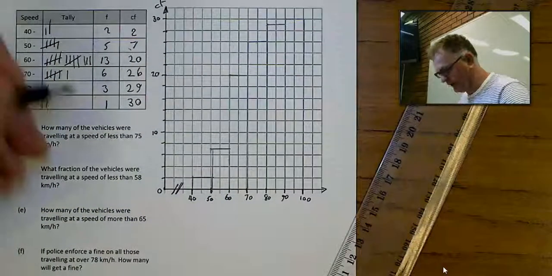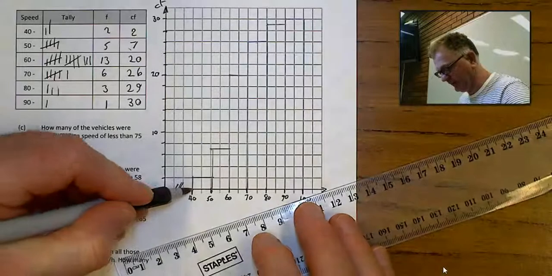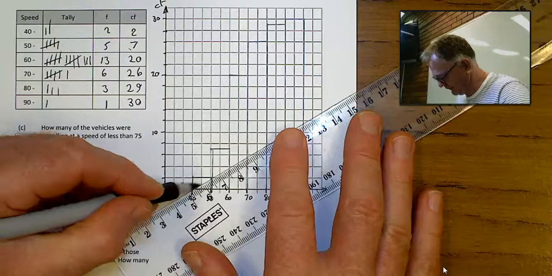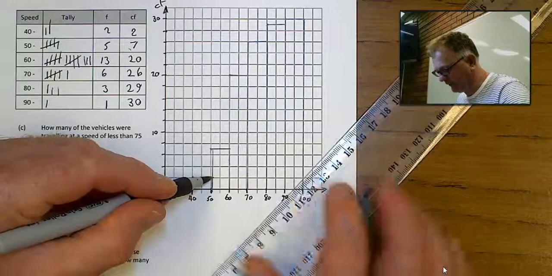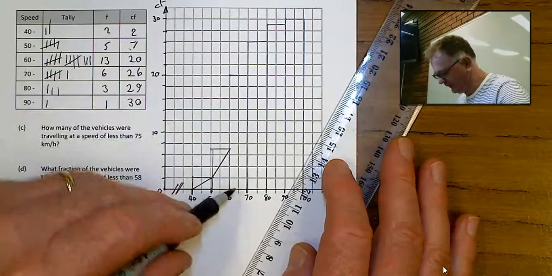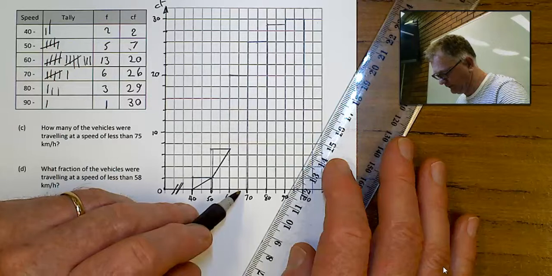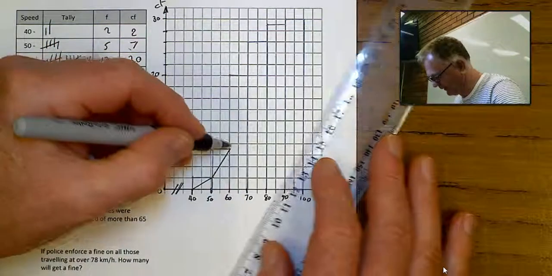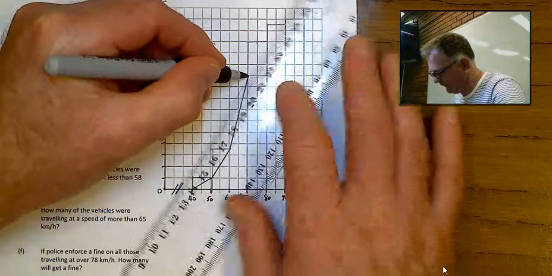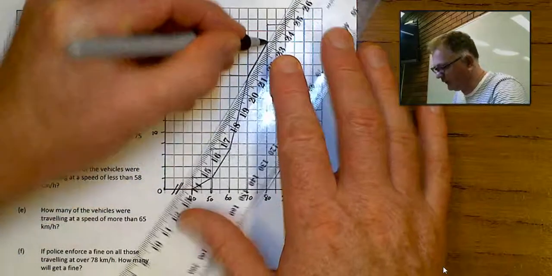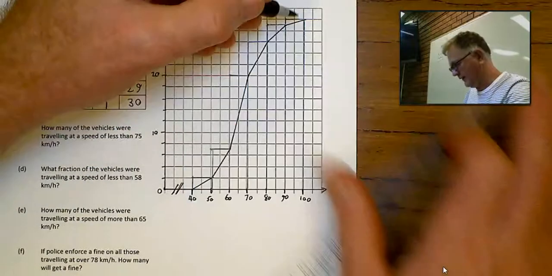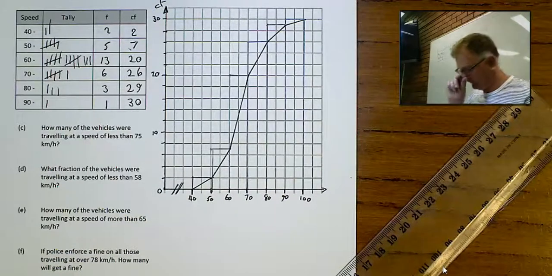So we start here, there were no cars of speed less than 40. By the time we got to a speed of 50, we had accounted for 2 cars. By the time we had got to a speed of 60, we had accounted for 7 cars. By the time we had got to a speed of 70, we'd accounted for 20 cars, and so on. Now it's very typical that ogives have this S shape. That's a very typical shape for an ogive.